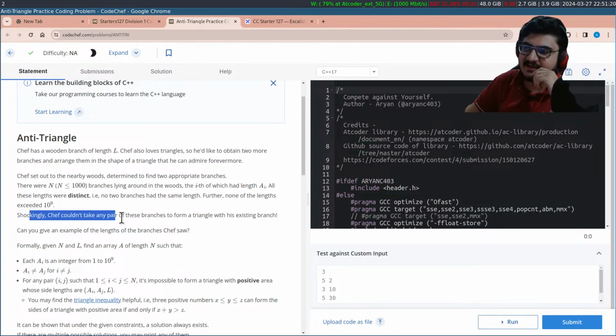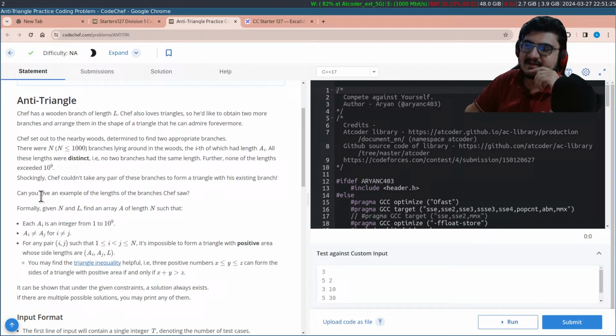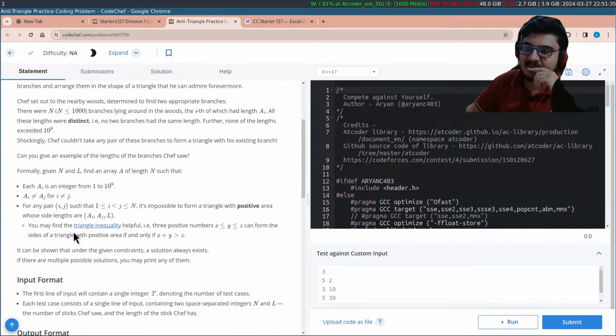Shockingly, Seth could not take any pair of these branches to form a triangle with his existing branch. Can you give an example of lengths of the branches Seth saw? Formally, given integers n and l, find an array of length n such that each ai is from 1 to 1e9, ai is not equal to aj if i is not equal to j, and for any pairs i and j such that i is less than j is less than or equal to n, it is impossible to form a triangle with positive area whose sides are ai, aj, and l.